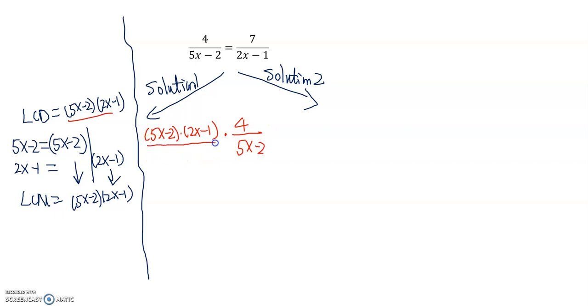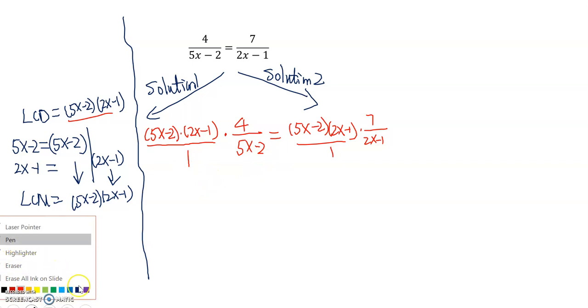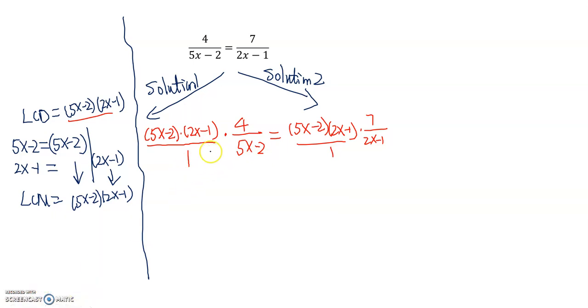And you can also put it in the fractional form and put a 1 underneath. And similarly, we're going to multiply the right-hand side also by the same denominator, the least common denominator, and put a 1 underneath. Now we can simplify these two, multiply these two rational expressions.